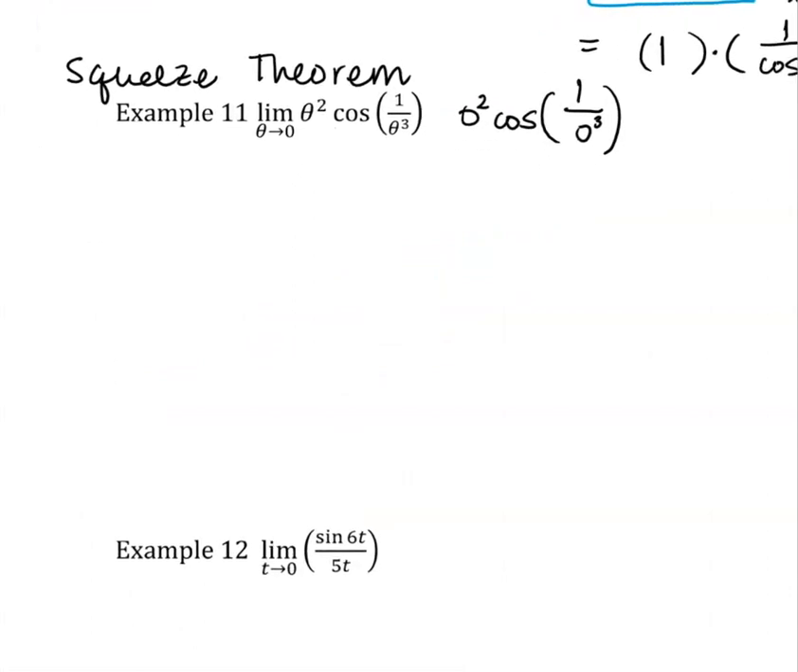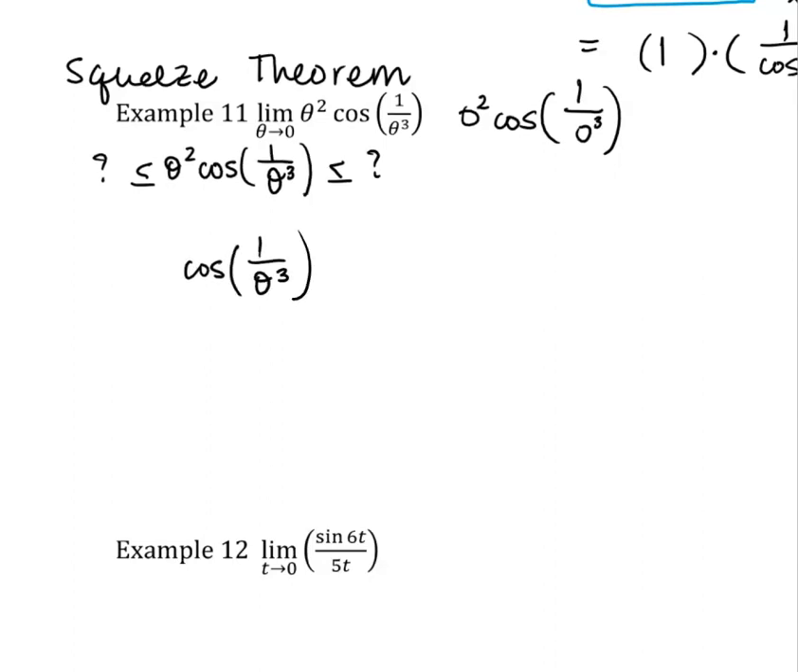So what we need is to be able to take the function theta squared cosine 1 over theta cubed, and we want to get it squeezed in between two functions there. We need to figure out what we are going to put there and what we are going to put there. Let's start building that. I'm going to start with just the cosine of 1 over theta cubed, because one thing we do know about cosine is that it stays in between -1 and 1. The cosine does not go smaller than -1 and it does not go larger than 1.